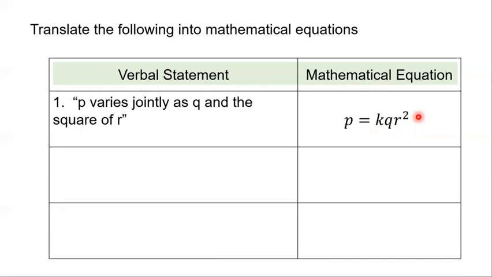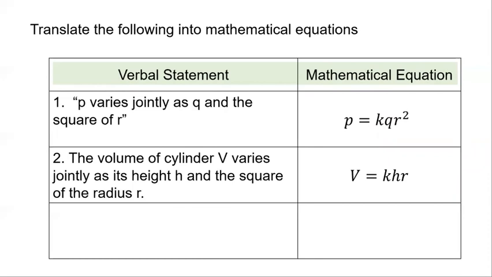May square lang yung R, pero kung mapapansin, sa kaliwa ng equal sign, nasa numerator pa din yung P natin, at sa kanan naman ng equal sign, nasa numerator pa din yung Q at R squared. Number 2, the volume of cylinder varies jointly as its height h and the square of the radius r. So that is capital V is equal to K H R squared.